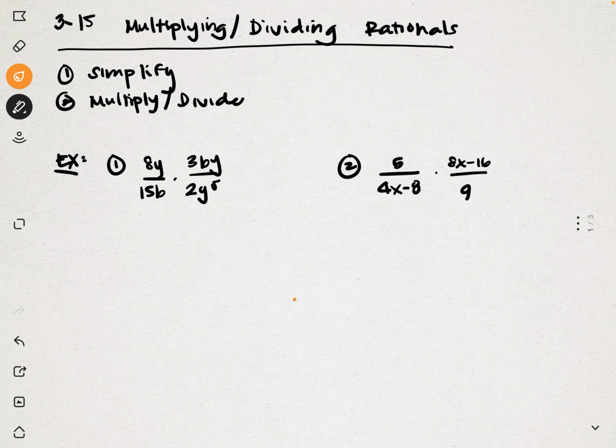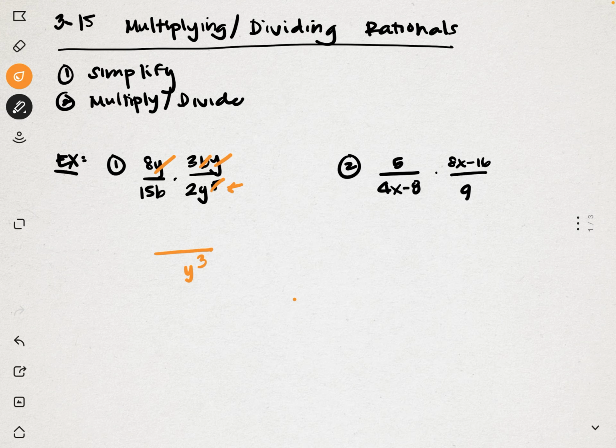All right, so let's take a look at the first example. 8y over 15b times 3by over 2y to the fifth. Notice we have 2 y's in the top and 5 y's, technically, y to the fifth in the bottom. So we can already start simplifying that. If I cancel 2 in the top with 2 on the bottom, then I end up with y cubed in my denominator.